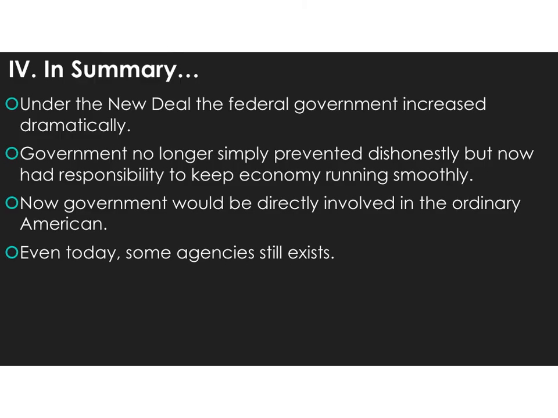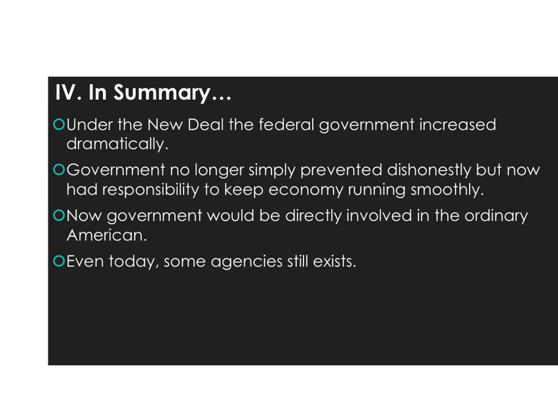All right, so to summarize, the biggest thing underneath the New Deal, all these programs, is a theme here. The federal government increased dramatically, right? No longer was the government simply permitted to say, hey, no more of this, no more of this. Now they had the responsibility to keep the economy running smoothly. And we're used to that now, right? We're like, hey, this is your job to make sure things don't get out of hand, make sure we have good production, make sure we have jobs. Back then, they didn't think of it like that. They said, oh, well, whatever, government stays out of it.